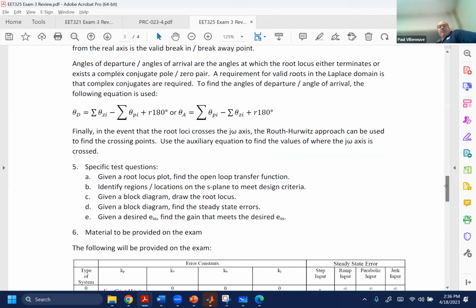And here are the test questions. Given an open loop root locus plot, find GH. If I give you the S-plane, because what we've done is we have the S-plane plot, and we have this root locus, tell me where the points are that meet certain design criteria. Design criteria is usually damping ratio, making sure that damping is less than a certain value, and a settling time. So a good one is zeta and omega sub n.